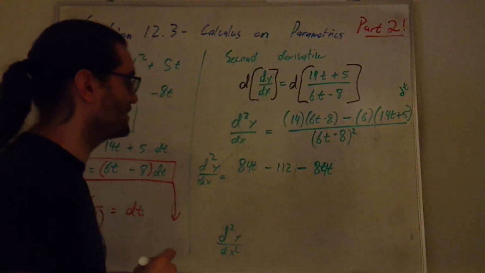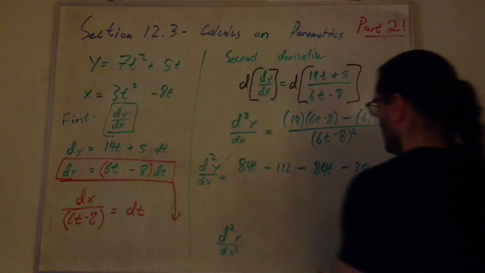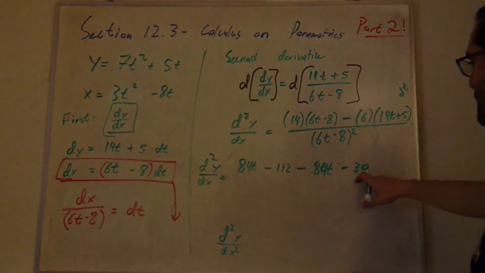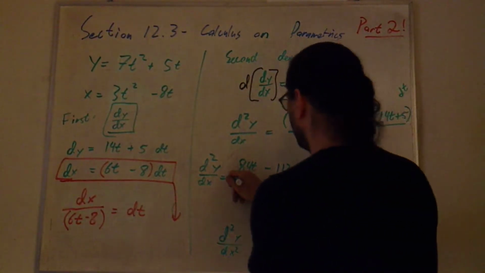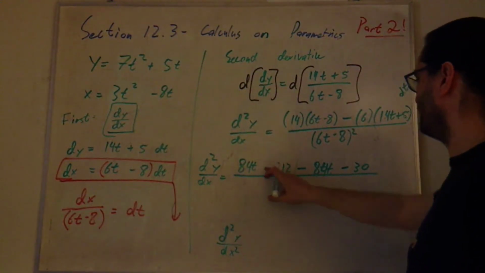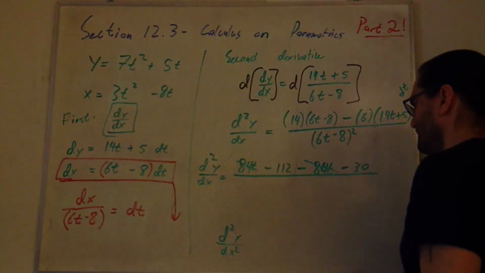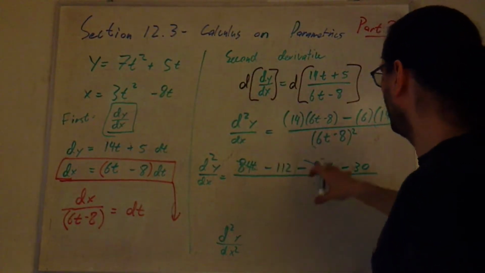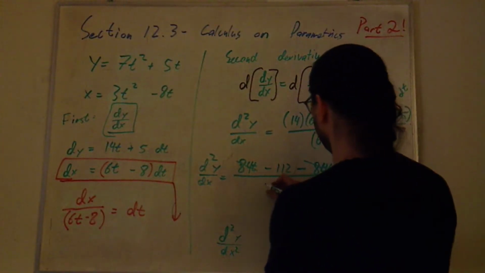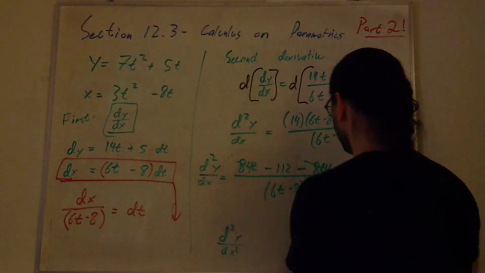And negative 6 times 5 should give me a negative 30. So this is what the top of my equation simplifies into. And that's probably going to simplify more even, like this 84t minus 84t, that's convenient. The denominator is still (6t minus 8) quantity squared.